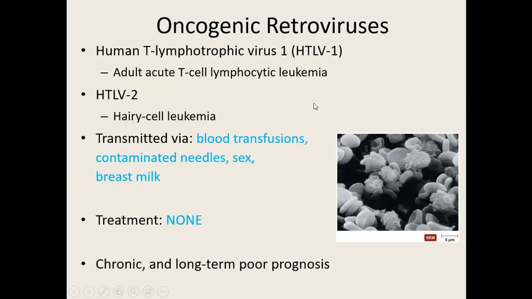Now, the first group of retroviruses that we're going to talk about are the cancer-causing ones, the oncogenic ones. The two main viruses in this group are called the human T lymphotropic virus 1 and the human T lymphotropic virus 2. The human T lymphotropic virus 1 causes cancer of the white blood cells. So it's adult acute T cell lymphocytic leukemia.